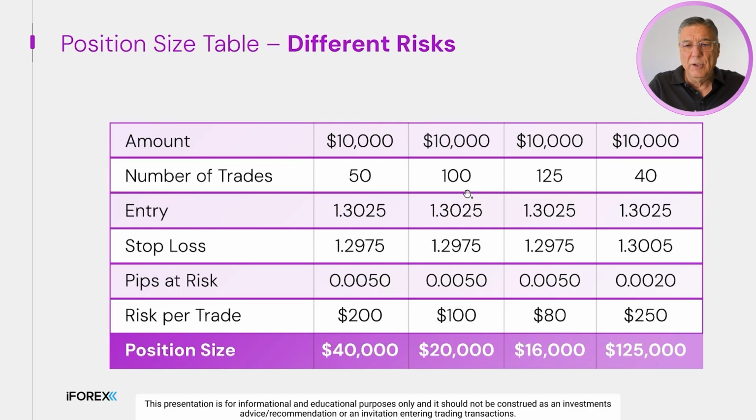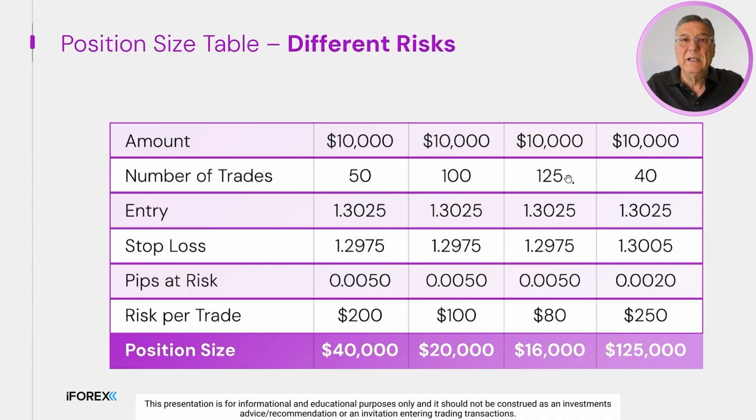Let's go to this example where the trader decides that they want to trade 100 trades instead of 50. So if we do the maths, $10,000 divided by 100 trades is $100 risk per trade. The entry point and the stop loss are the same, so the pips at risk are 50 pips. So we do the division, $100 divided by 0.005. The answer is $20,000 position size. Clear, right? So let's move to the next example.